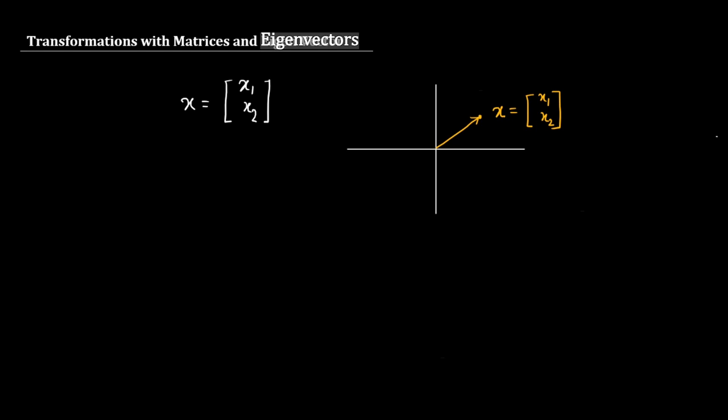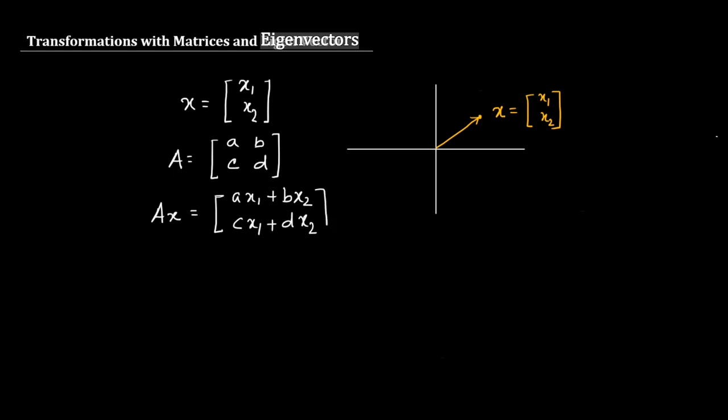Now let A be an arbitrary 2 cross 2 matrix given by A, B, C, D. Now, if I multiply A with x, let us see what we get. So clearly, Ax will be equal to Ax1 plus Bx2 and Cx1 plus Dx2. So clearly, Ax will be another vector. Say it is denoted as x prime.